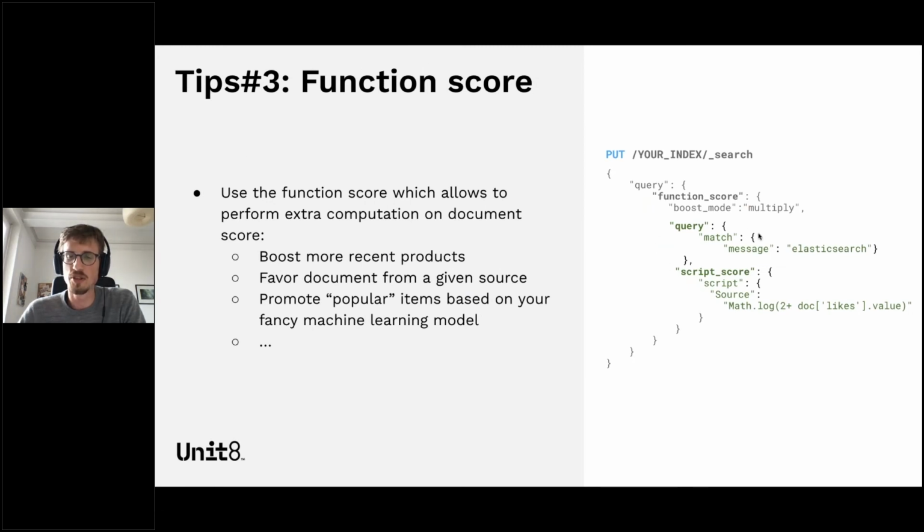So here we have the query, similarly to the one we've seen in the previous slide with the match. And what you're going to do is multiply some score, and here the score is the number of likes of a given document. So maybe you want to favor documents with more likes. And so you're going to just boost that score with this number of likes that it has. And that's something fairly useful. So for example, you want to promote popular items through the likes, or maybe you have some fancy machine learning algorithm predicting which products are popular, and you can also do that through this tool.